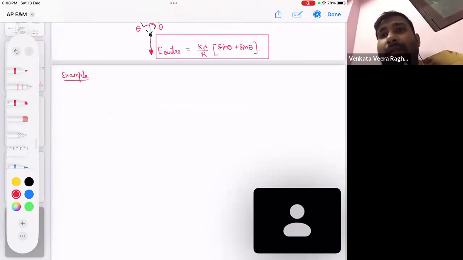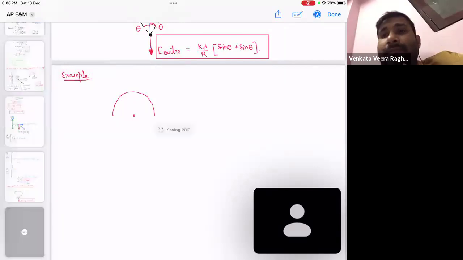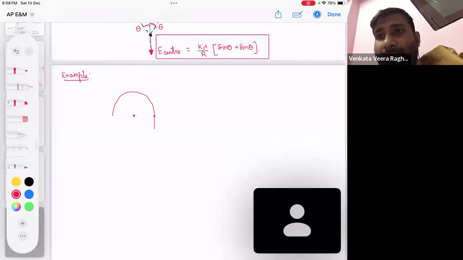In this example, a circular arc of radius r is given to us. Let's take only one infinite section, something like this. This end is extended up to infinity. And the charge distribution on this one is given as plus lambda.